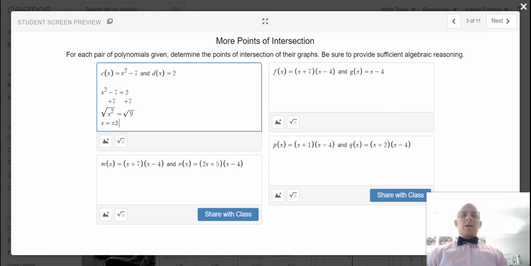3 squared is 9 minus 7, which will give me a 2, and negative 3 squared will give me a positive 9 again, minus 7, and yield a 2. So those are the two intersection points for this particular function. But as always, things might not necessarily be the same for our next 3.